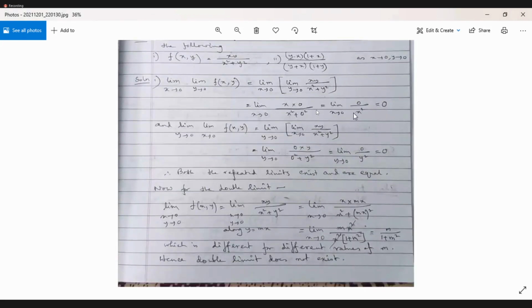Look at this one. The repeated limits exist and they are equal. In the previous problem, xy by x square plus y square, both the repeated limits exist and both have equal value, but still the double limit doesn't exist. It may happen that although the repeated limits are equal, the function does not have any double limit. But if the double limit exists, then obviously the repeated limits exist and they are equal.